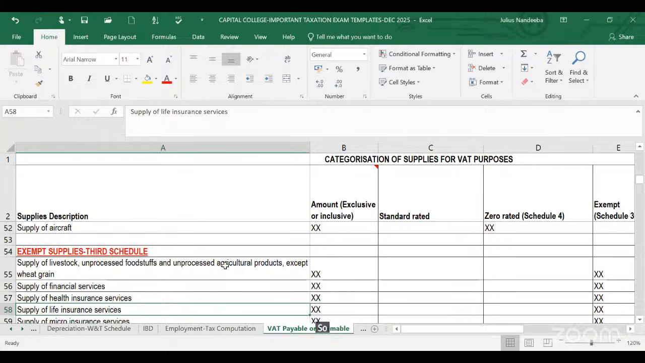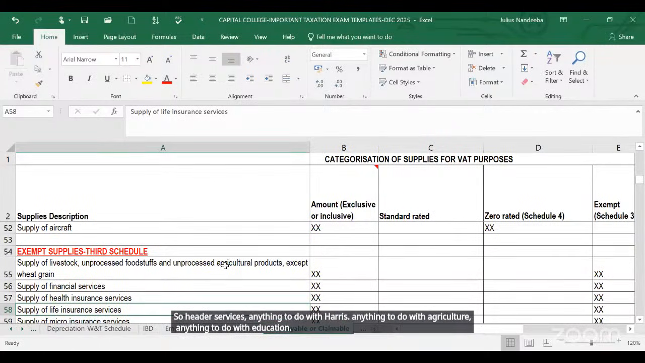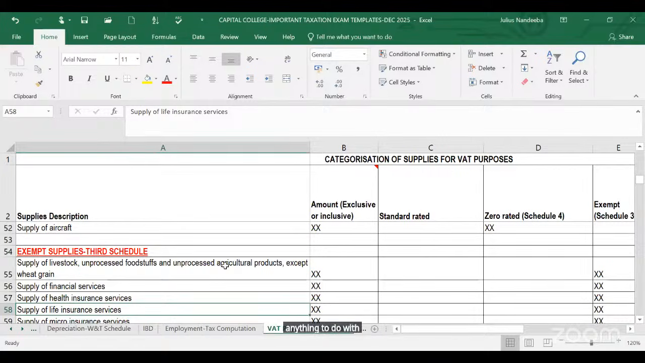So health services, anything to do with health, anything to do with agriculture, anything to do with education, anything to do with insurance, and with the insurance and financial services, they have actually limited them, but largely they are exempt. But let's run through quickly because you could actually remember some of them. So what are those things that are exempt?